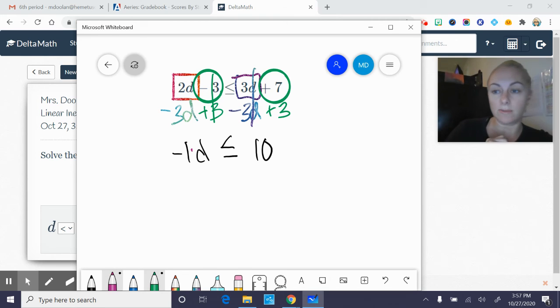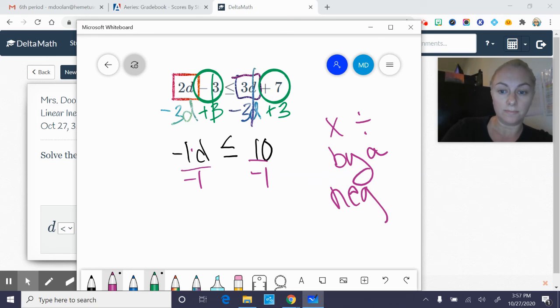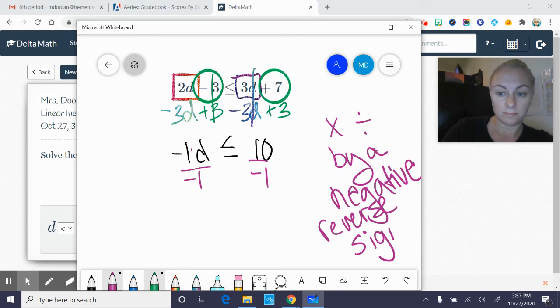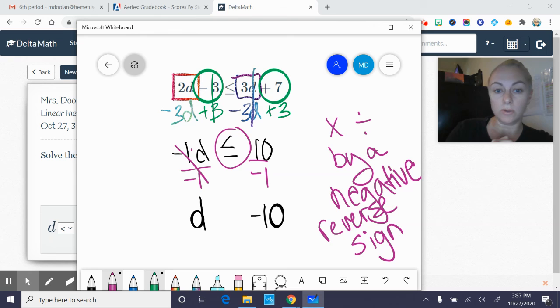Now, to get D by itself, I have to get rid of the -1. I'm going to divide by -1. Do the same thing to both sides. This is the thing, though, with inequalities: anytime you multiply or divide by a negative, you have to reverse the sign. So we are going to do that. That deletes out. I'm left with D. Over here, 10 divided by -1 is -10. But because I have to reverse my sign, this is no longer less than or equal to. I have to switch it to greater than or equal to.